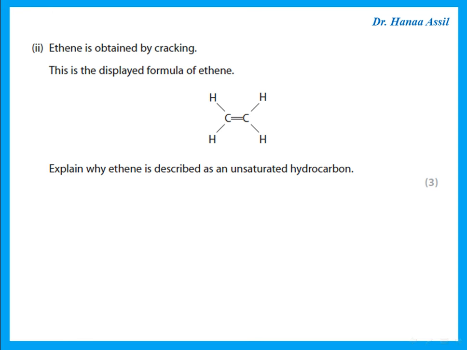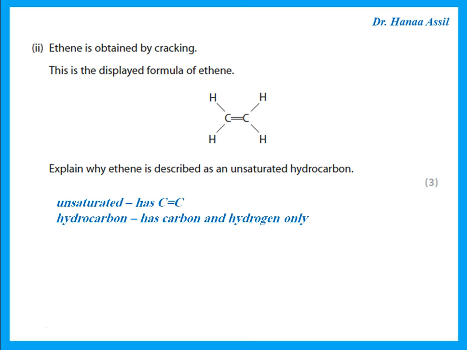Explain why ethene is described as unsaturated hydrocarbon. So you need to mention, this has 3 words. You need to mention why we say it's unsaturated, why we say it's a hydrocarbon. What does unsaturated mean? Remember, unsaturated because it has C double bond C. Or if you want to write it in words, it has double bonds between carbon atoms. Don't just say double bonds. It has double bond between carbon atoms, or just write it as it is written here, C double bond C.